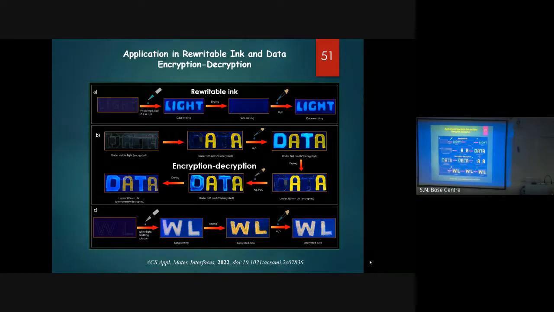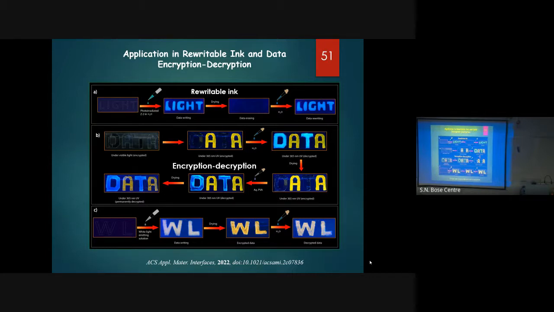One application we did is called rewritable fluorescent ink. You see that this word is written here, and under UV light you cannot see anything, because in the dry state it is only from the photoproducts. But then you add water, and you see a strong emission. If you dry it, it goes back, and you can do this cycle many times. So this is erasable and rewritable fluorescent ink.